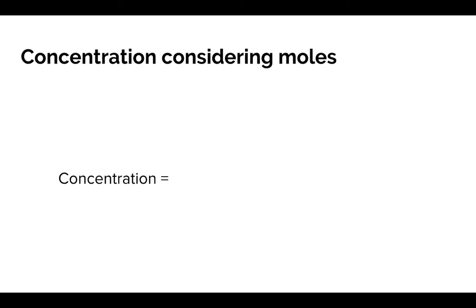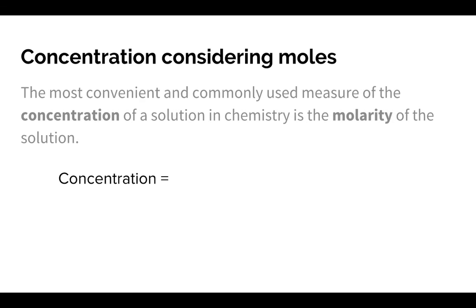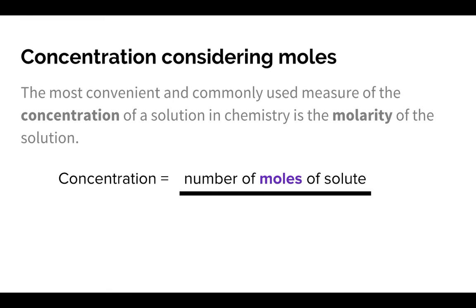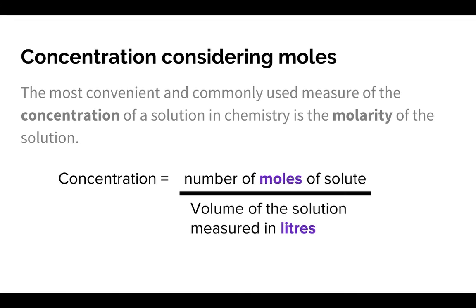Now we're going to be looking at another concentration, and that involves our beloved moles. For chemists, the most convenient and commonly used measure of the concentration of a solution is the molarity of a solution, where the concentration is equal to the number of moles of solute, which we can obviously work out from mass, knowing that the number of moles is equal to mass divided by molar mass, over the volume of the solution measured in litres. So therefore our unit becomes moles on litres, or moles per litre.